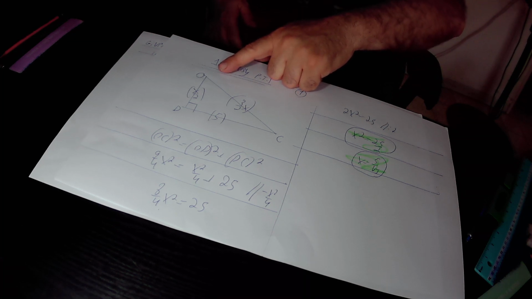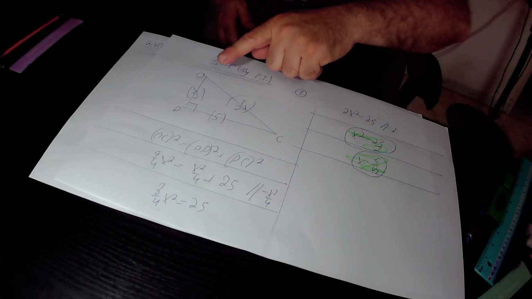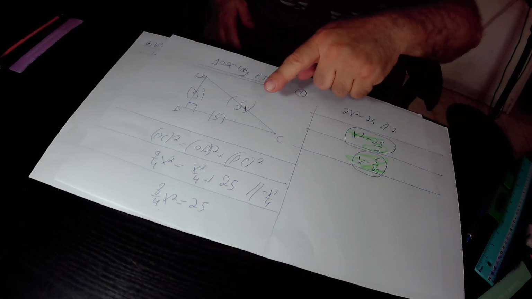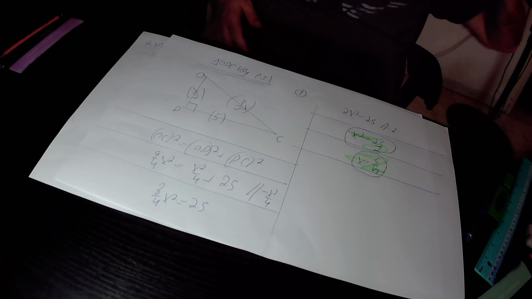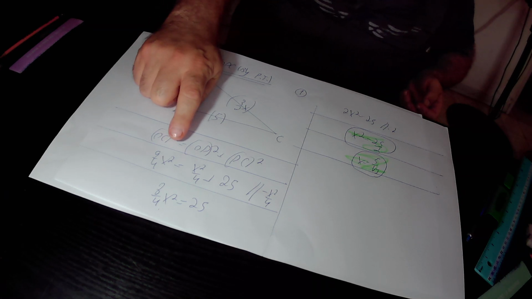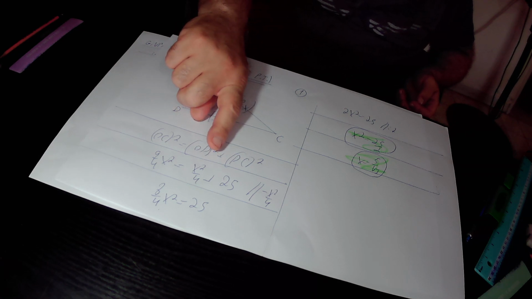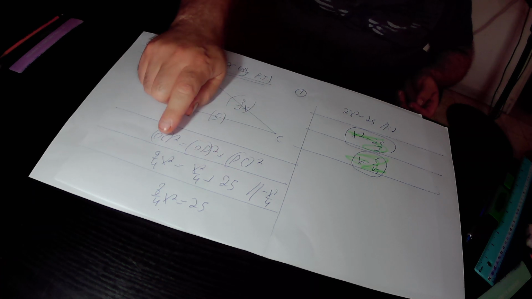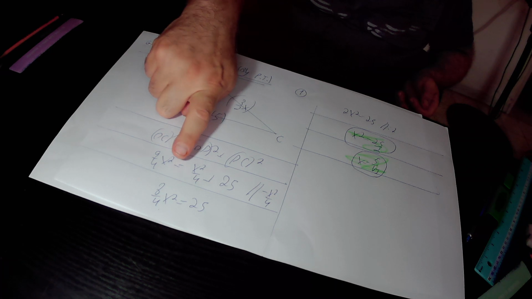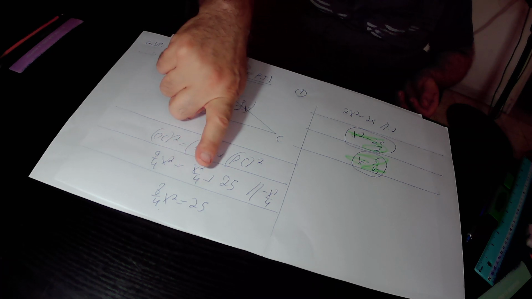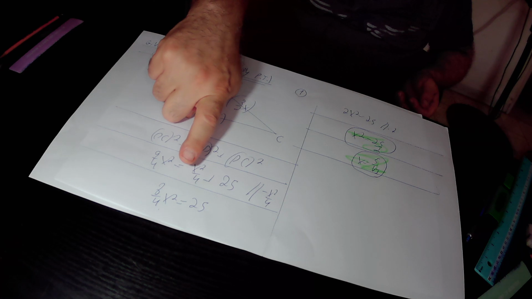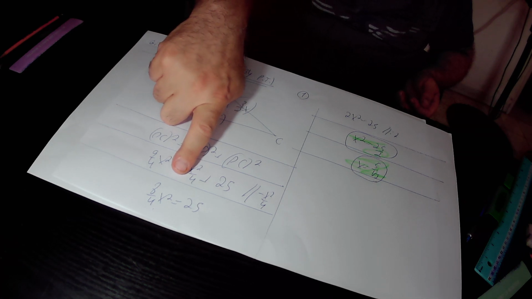plus OD squared. OD is x over 2, therefore OD squared is x over 2 squared, that is x squared over 4, plus DC squared. DC is 5, therefore DC squared is 5 squared, that is 25. So in total we found that 9 quarters x squared equals 1 quarter x squared plus 25. Here we subtracted x squared over 4 from this equation and found that 9 quarters x squared minus 1 quarter x squared equals 8 quarters x squared. This equals 25. 8 over 4 is 2, so in total this expression equals 2x squared.